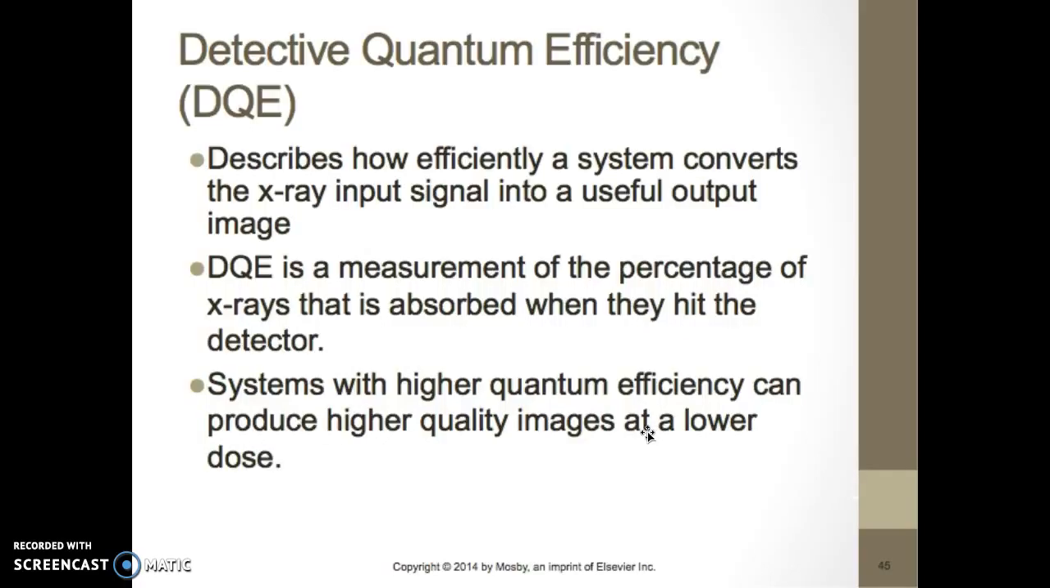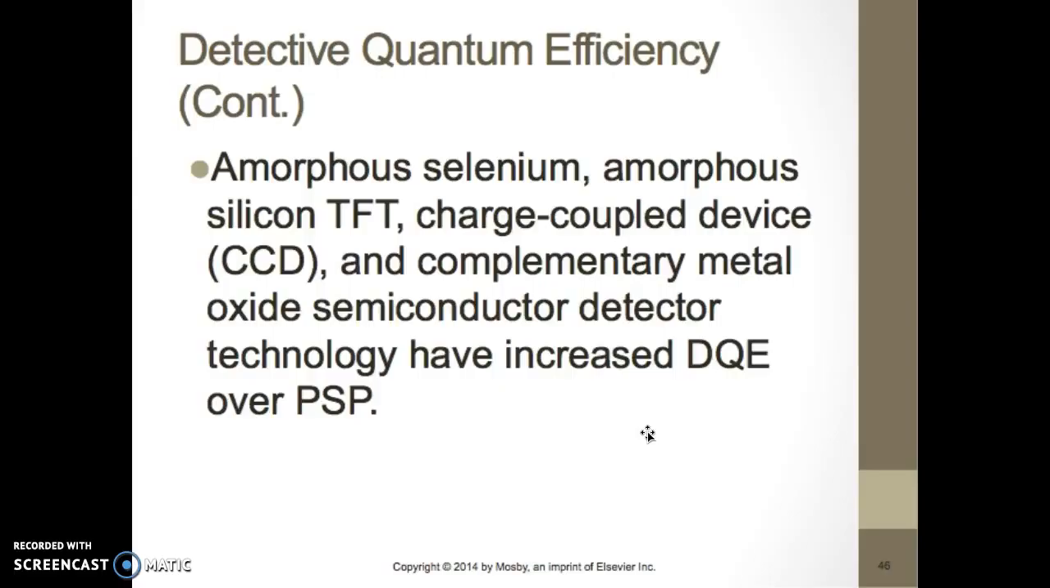Your detective quantum efficiency, your DQE, describes how efficiently a system converts the X-ray input signal into a useful output image. The DQE is a measurement of the percentage of X-rays that are absorbed when they hit the detector. Systems with a higher quantum efficiency can produce higher quality images at lower dose.